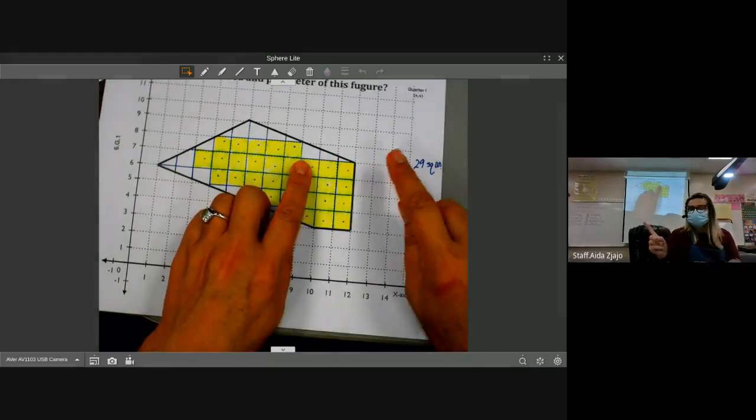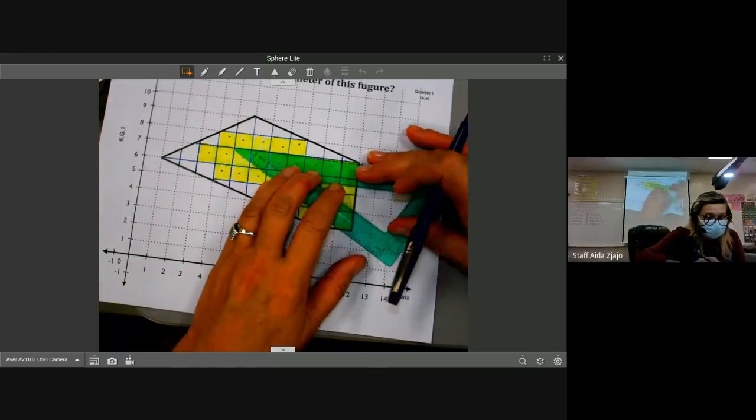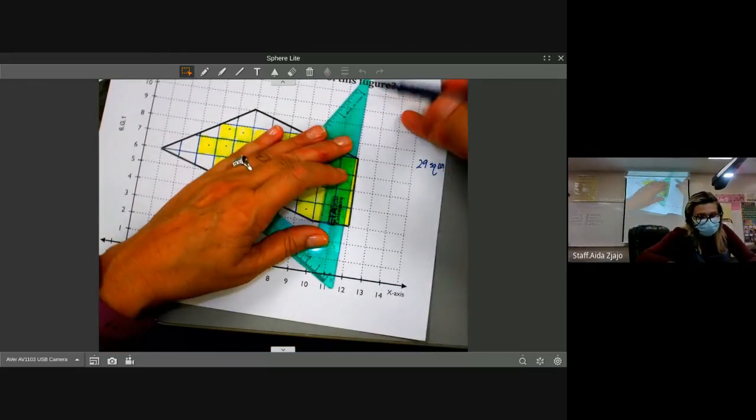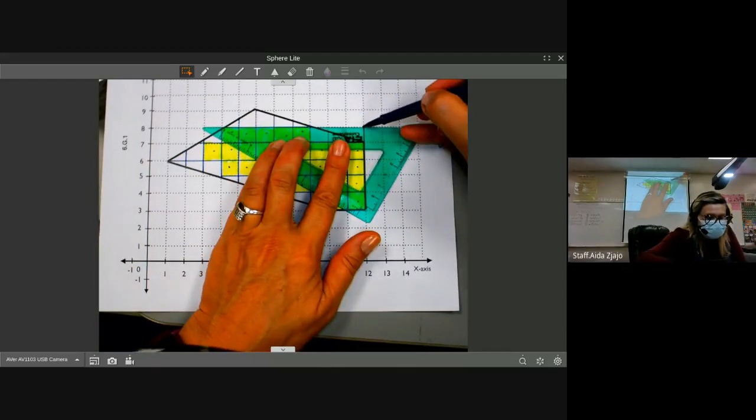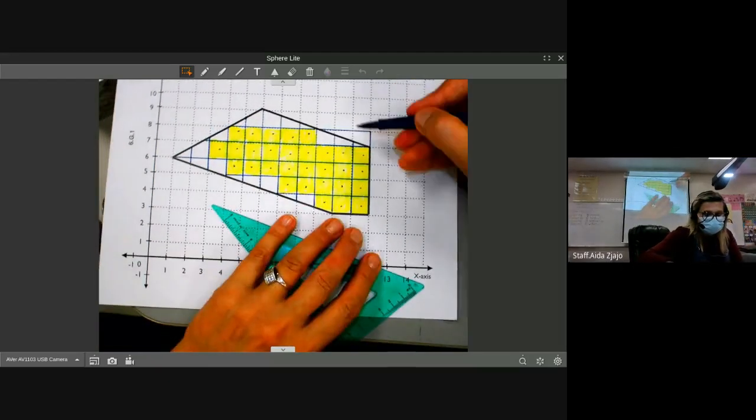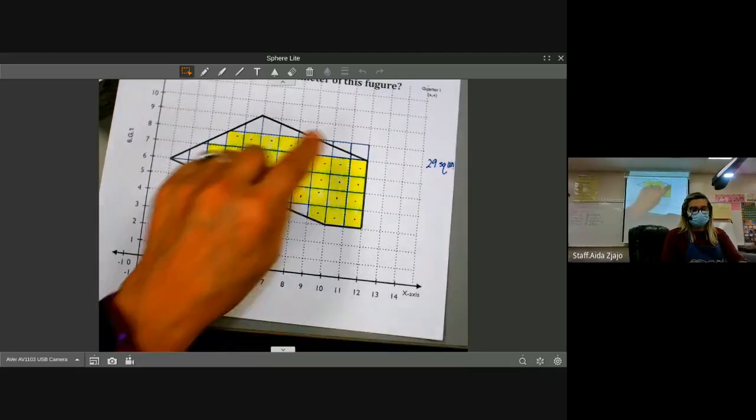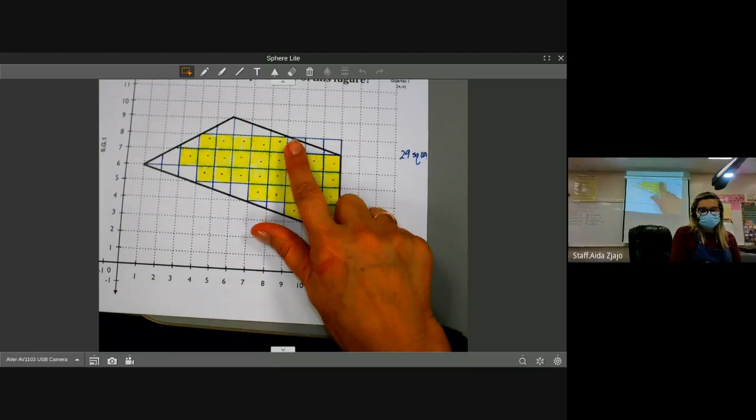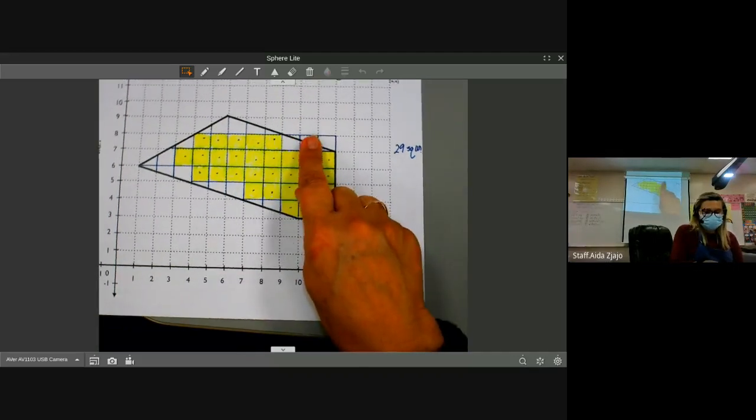Yes. Did you hear what she said? She says, "See, maybe we should make a rectangle around that triangle, and then you will see that rectangle is equal to how many units?" If I have a rectangle around this triangle, how many units is that rectangle? 3. 1, 2, 3.